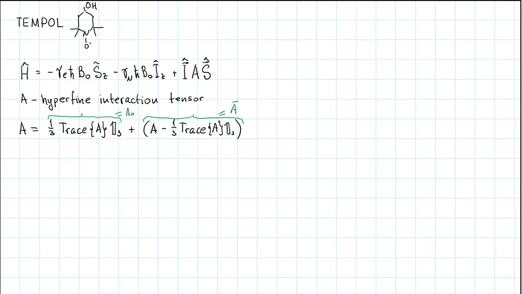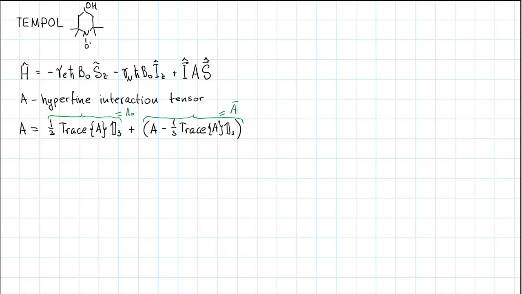Thus, we can say that the hyperfine interaction tensor A consists of two parts. The first, A0, is a constant one, and the second, A bar, is changing very rapidly. These fast changes, which can be faster than the Larmor frequency of the electron in the magnetic field B0, lead to an effective averaging of the term A bar.